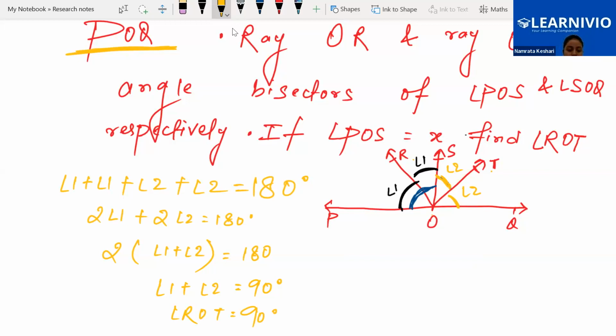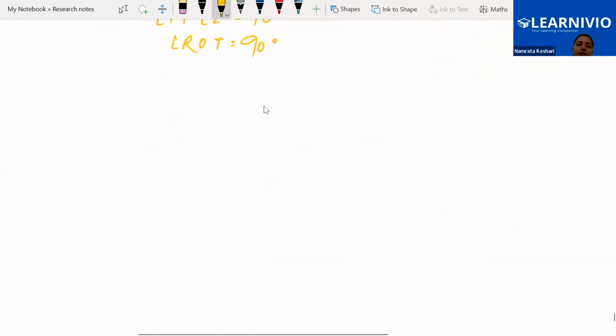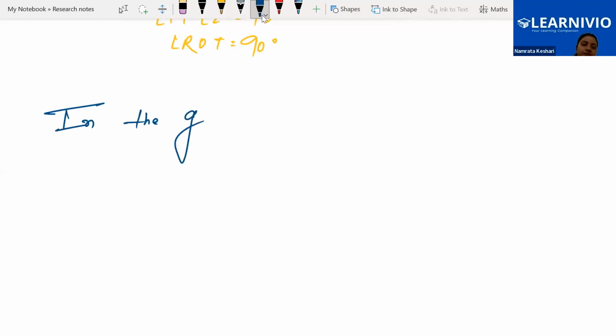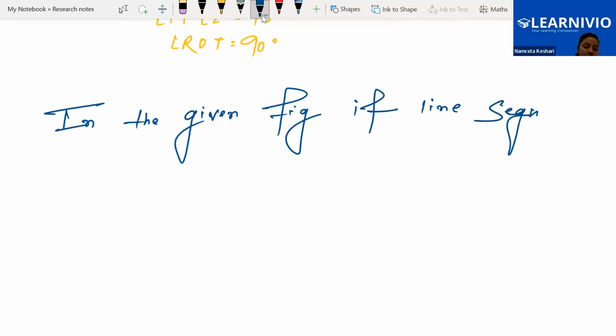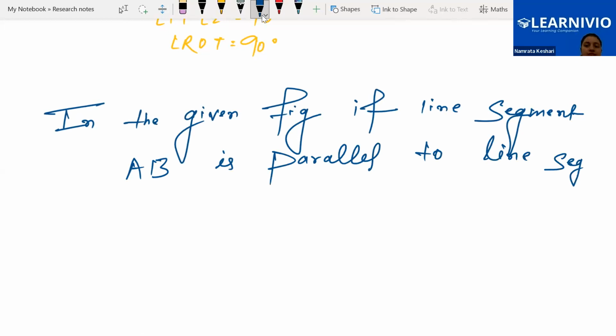Next is, in the given figure, if line segment AB is parallel to line segment CD, what is the value of y?